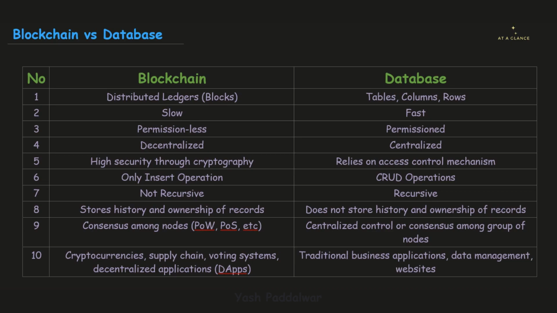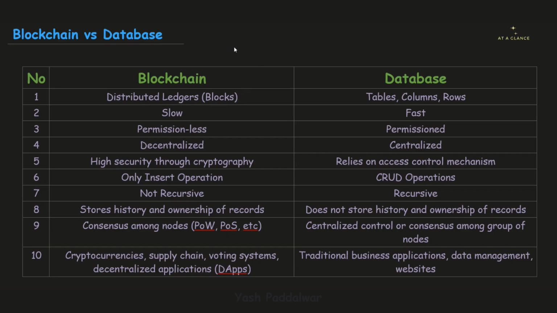In this particular video, we'll be looking into the difference between blockchain and database. So here I've listed 10 differences between blockchain and database. Let's have a look at it one by one, starting with the very first difference, which is blockchain has distributed ledgers inside it to store the data.